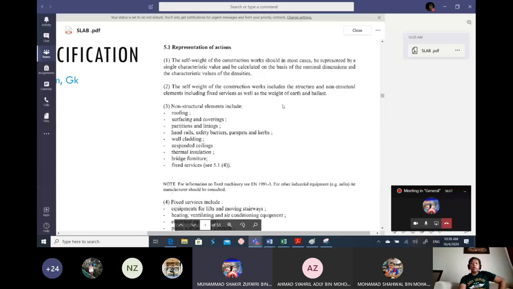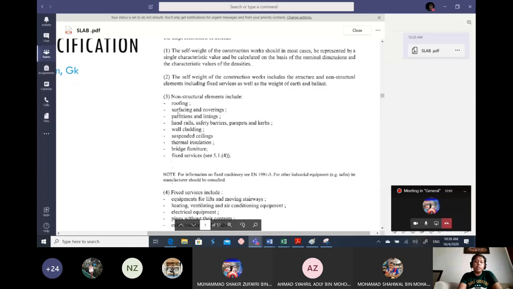Okay. So, non-structural elements are roofing, surfacing and covering, partition lining, handrail, wall cladding, suspended ceiling, thermal insulation, bridge furniture, fixed services dan sebagainya. Ini adalah termasuk dalam permanent action semua ni tau. Okay, sebab dia adalah fixed dekat atas kita punya structure. Okay, kalau macam contohnya suspended ceiling ni, dia akan attach to the slab lah. Okay, dia tak attach to the beam eh. Okay, bridge furniture, fixed services pun sama juga.